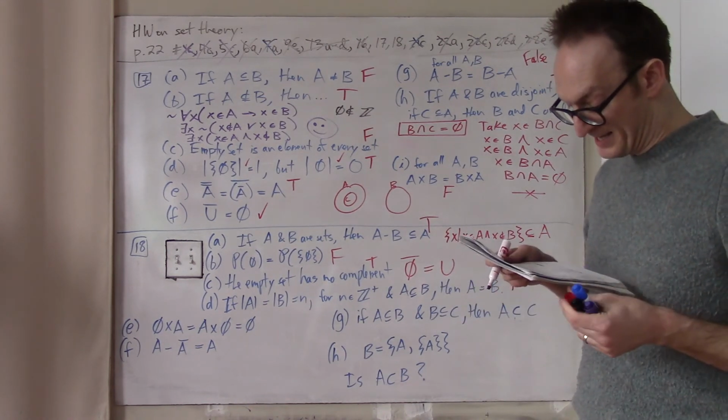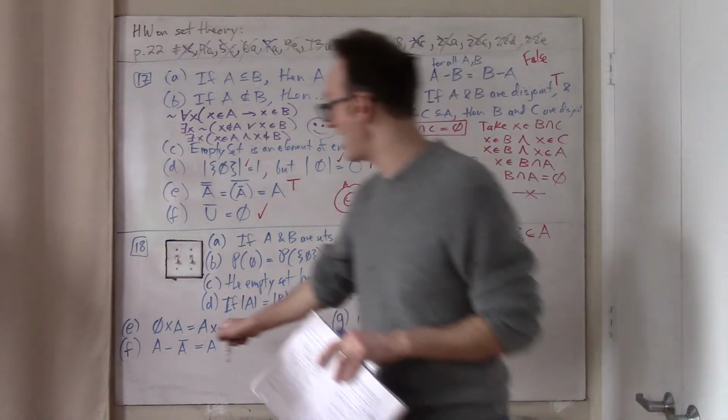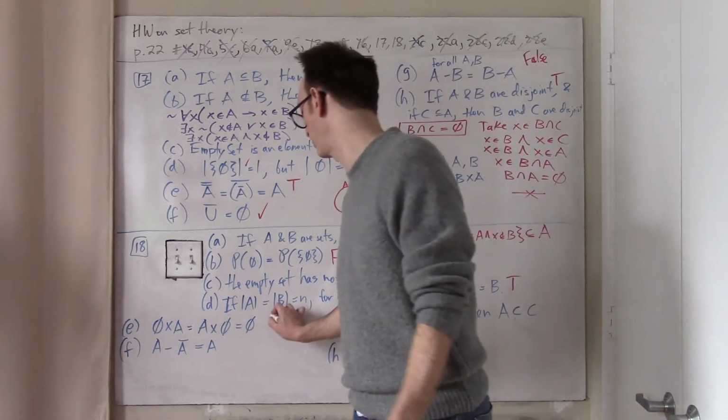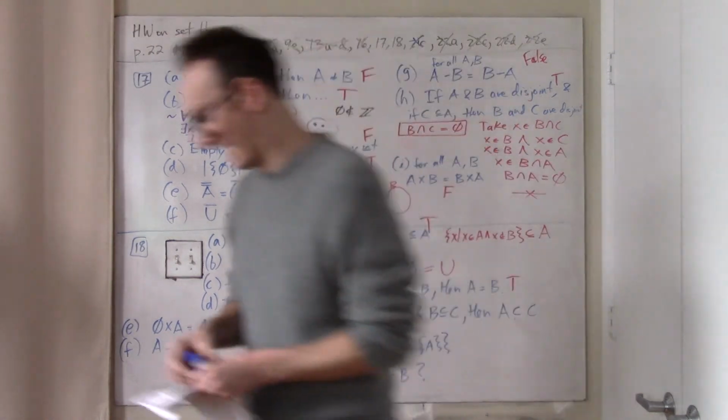E. For any set A, the empty set cross A equals the product of A and the empty set equals the empty set. This is just true, right? Because what is the empty set?